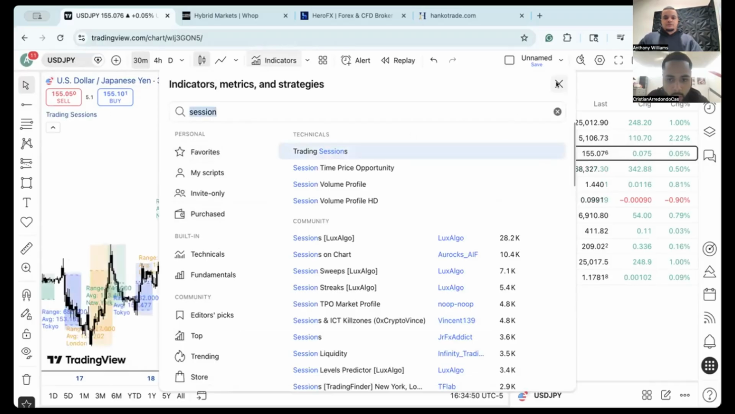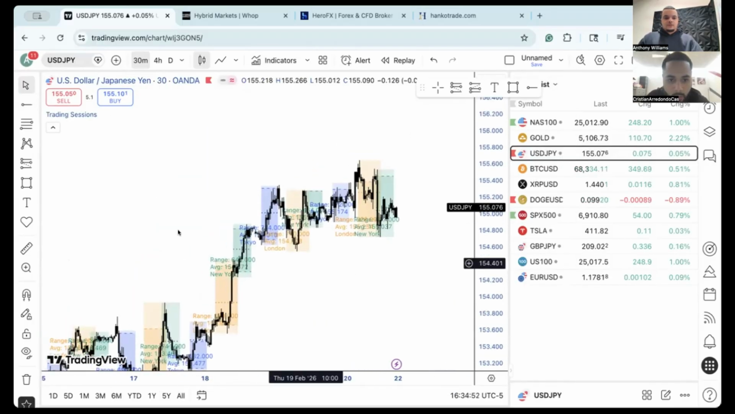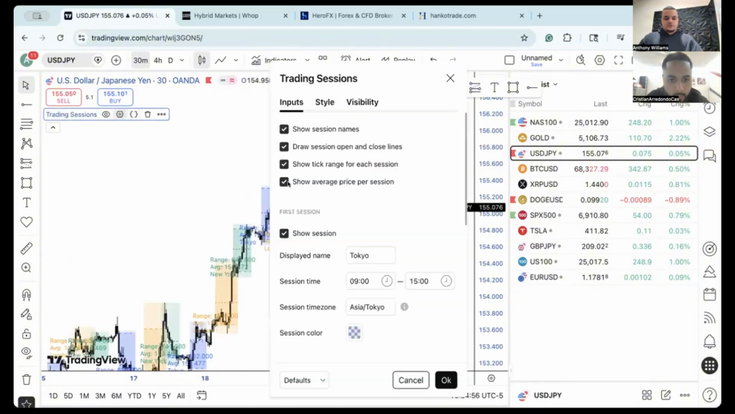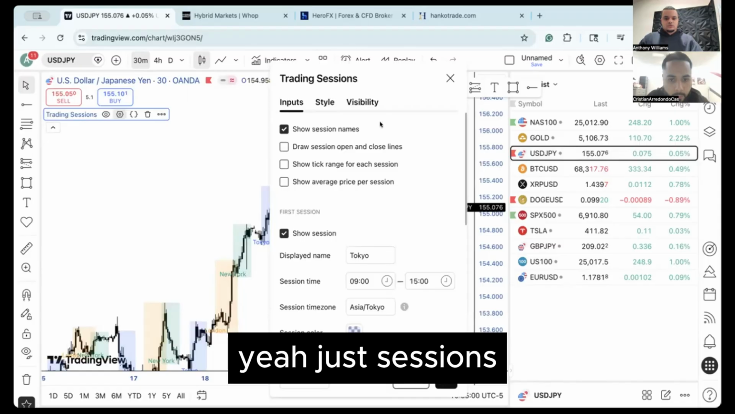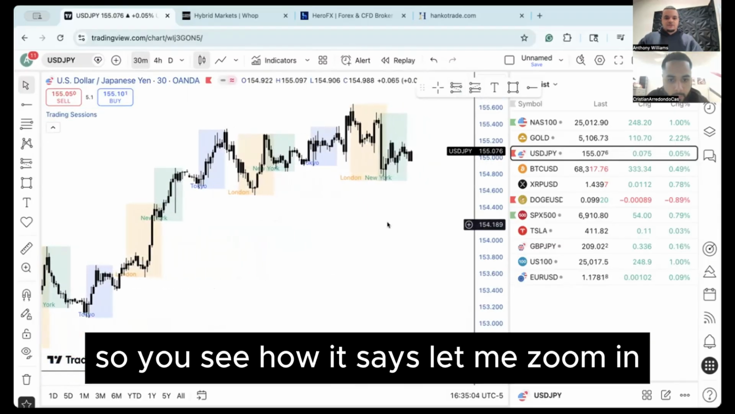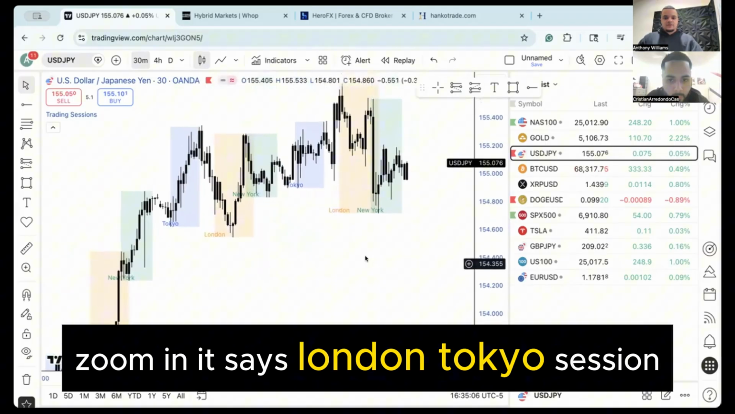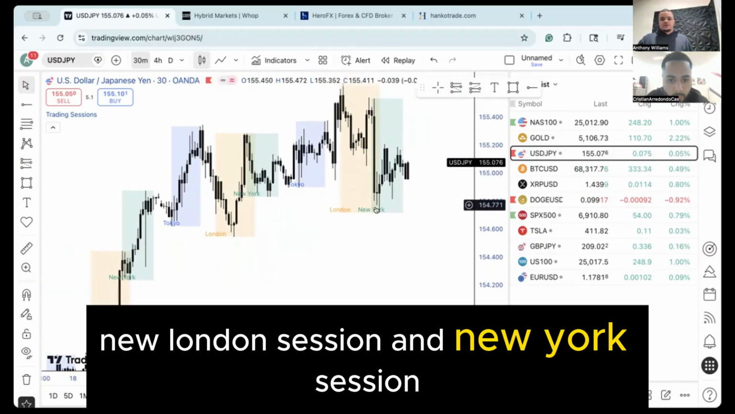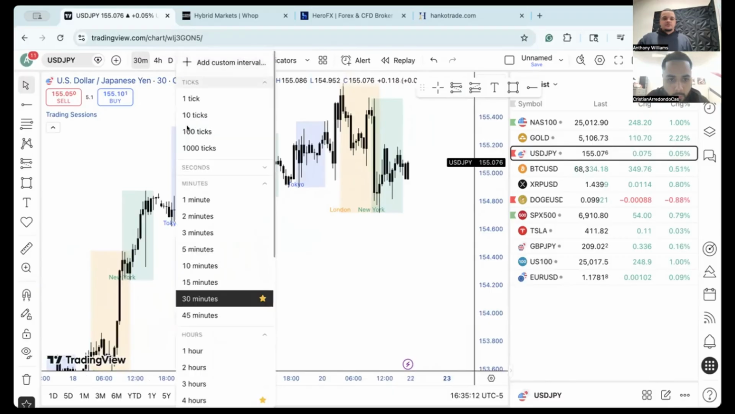trading sessions. I don't know why it has all that extra stuff. Shoot. Yeah, just sessions. So you see how it says, let me zoom in, it says London, Tokyo session, which is Asian session, New London session, and New York session.